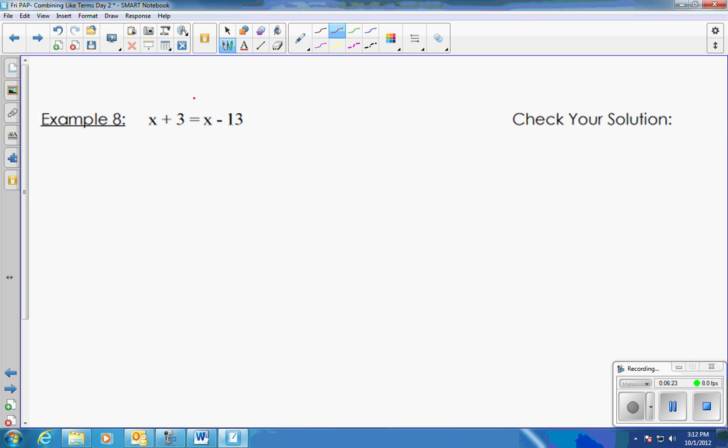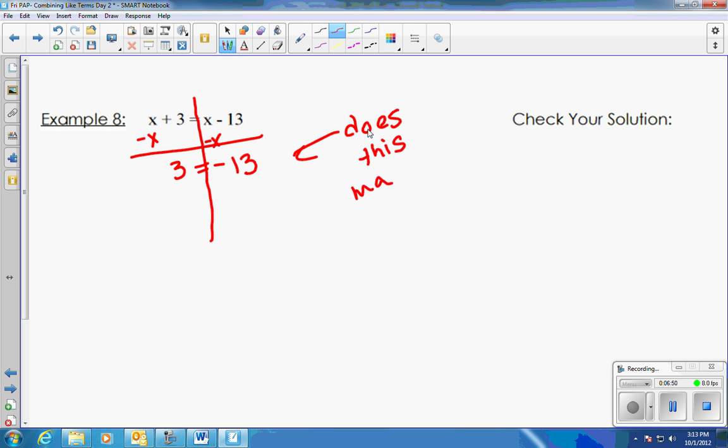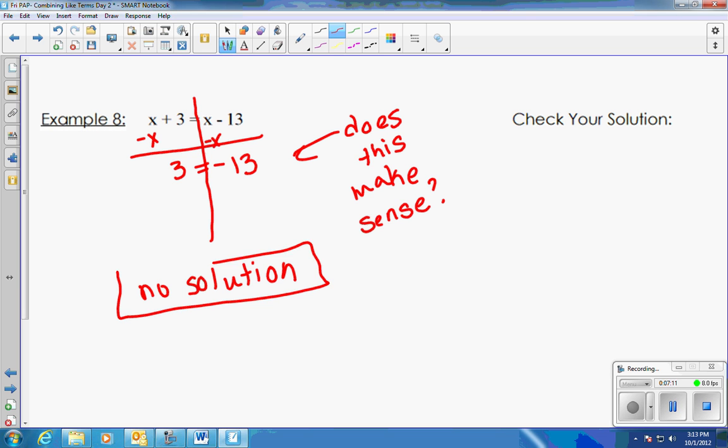This one's going to get a little tricky. Doesn't matter which way I move my x, something weird's going to happen. What is x minus x? Nothing. So it's a 3. What is x minus x? Nothing. So it's a negative 13. Okay, so both variables went away. This is when you ask yourself, does this make sense? Does 3 equal negative 13? No, never. So that means there's no solution where this equation will work. There's no answer, basically. So you actually just need to write no solution for me.